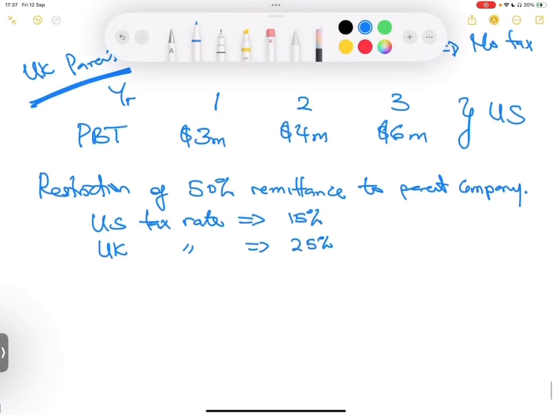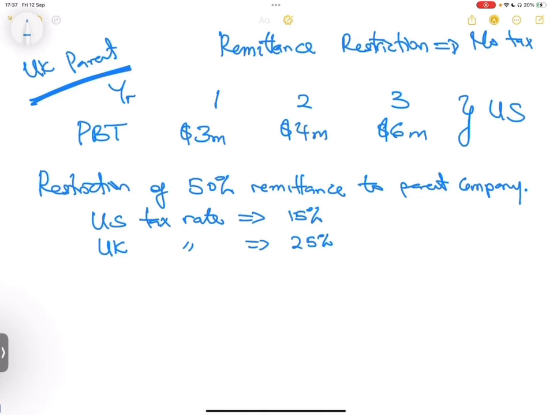Just a slight warm up for you before we go into big questions. It's good to see how you interpret this. So the cash flow is in dollars, but you are a UK parent, which means you definitely need the cash flow to be in pounds. But that one aside, most importantly, you have a restriction on remittance, which is at 50%. So which means you can only remit 50% of these figures after tax.